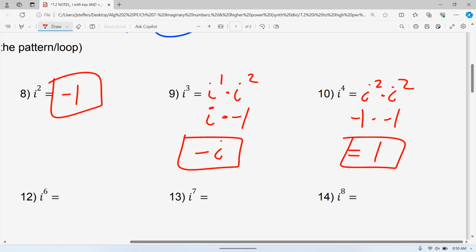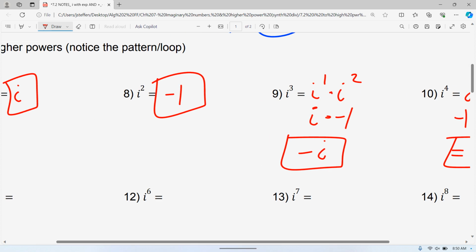Second, just to give you a heads up, those are your only options for your answers. When you have i to an exponent, that's it. It's either going to be i, -1, -i, or +1. Those are the only 4 options. So this is where the loop comes from.